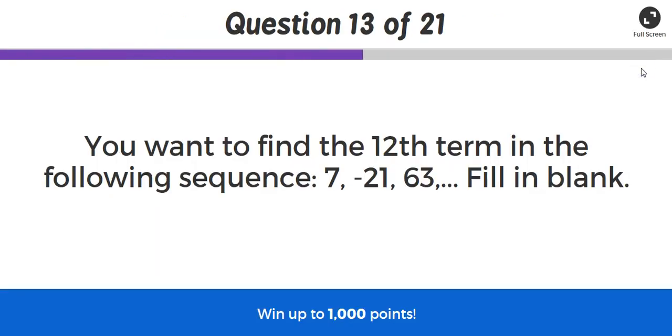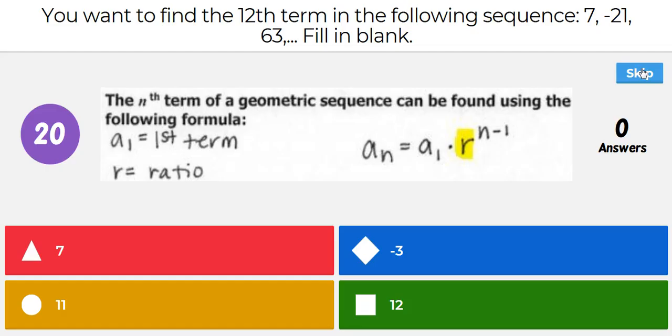So for this same sequence, if we want to find the 12th term, we can use this formula. So we figured out the common ratio on the previous page. That common ratio is what we put in for R. So we put in that negative 3.